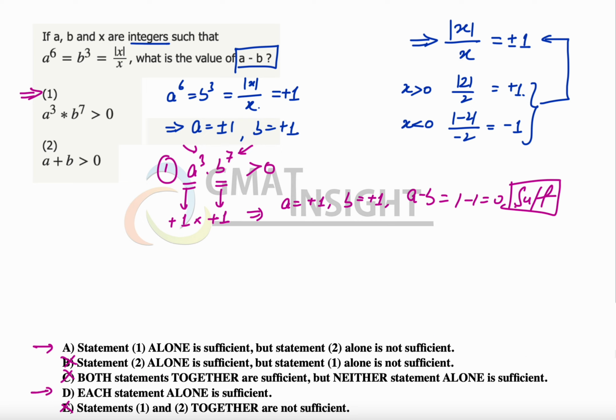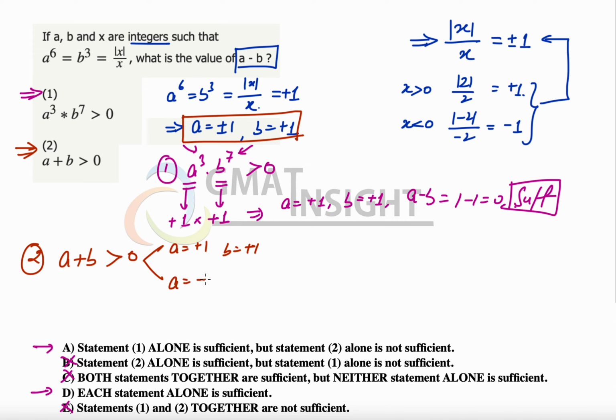Now let's look at the second statement. The second statement says that a plus b is greater than 0. There were two possibilities when we looked at this. One possibility was that a was plus 1 and b also was plus 1. And the second possibility was a equal to minus 1 while b is equal to plus 1. In the first case, a plus b becomes equal to 2, which is greater than 0, so it is valid. In the second case, a is minus 1 and b is plus 1, and the sum is equal to 0, which is not greater than 0, so not acceptable.